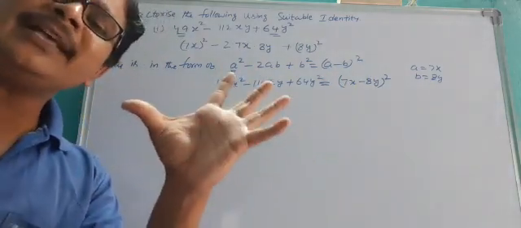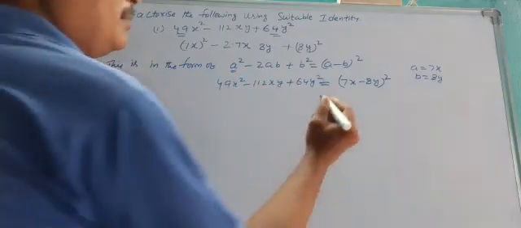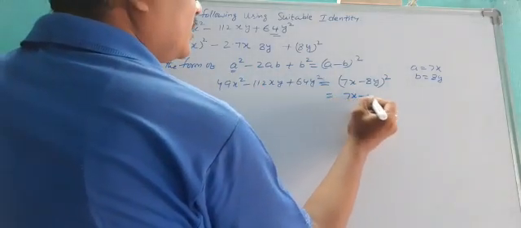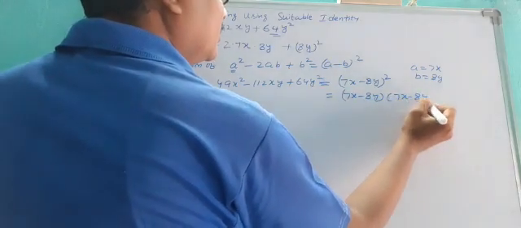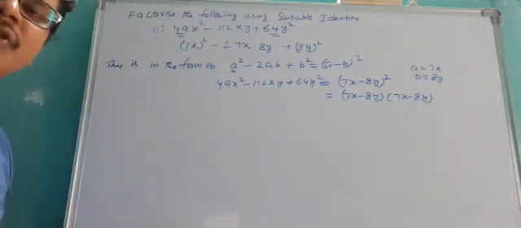So that is known as factorization. So this can be written as (7x minus 8y) into (7x minus 8y). So this is known as factorization.